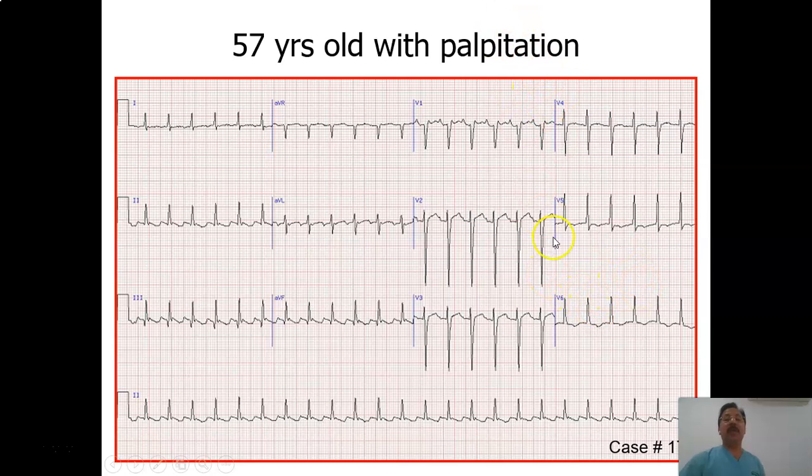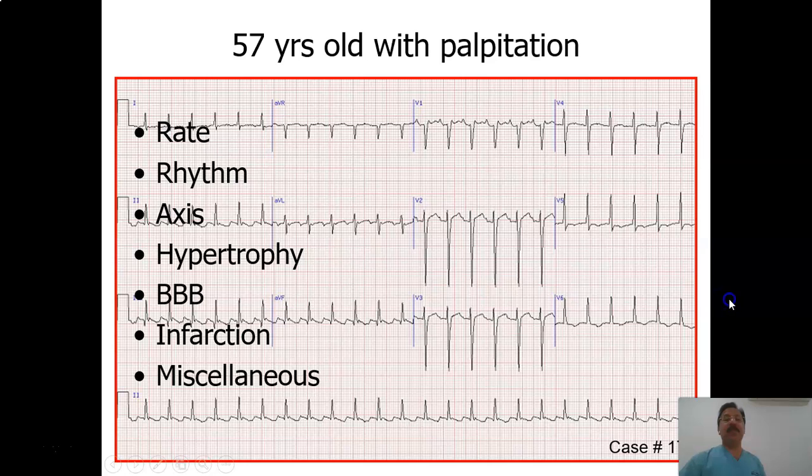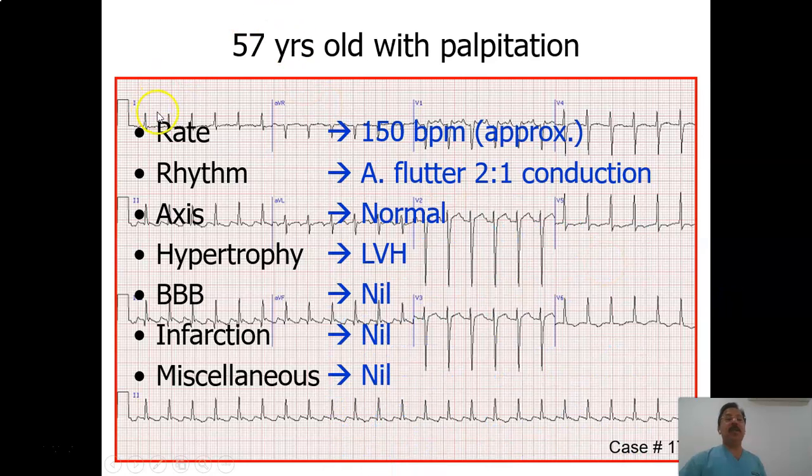But the issue is here the palpitation and this narrow complex tachycardia with the differential diagnosis of atrial flutter with the 2:1 conduction or SVT. Sinus tachycardia is less possibility at 57 years of age. So this ECG rate is 150 beats per minute approximately. Rhythm is atrial flutter with the 2:1 conduction. Normal axis, left ventricular hypertrophy, no bundle branch block, no infarction, and miscellaneous.